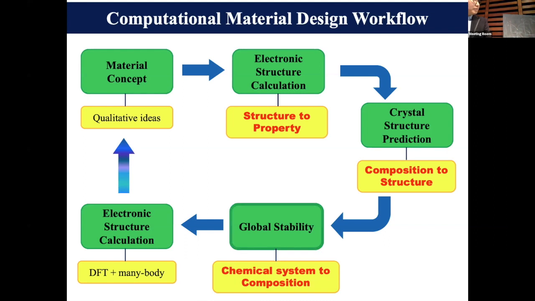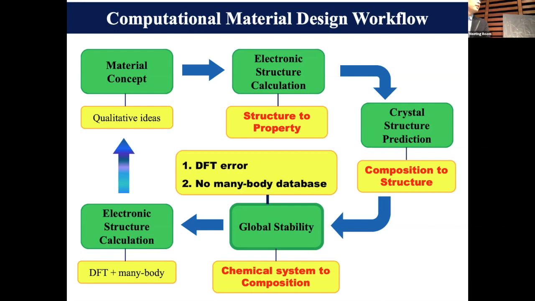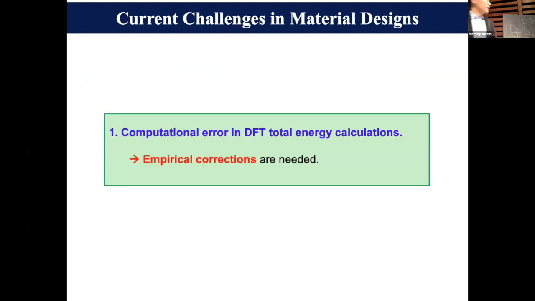So the time is limited. I'd like to focus on the global stability in this talk. There are two main issues in the global stability. The first one is the computational DFT error, and the second one is that no many-body database is available. So we will discuss item by item. The first issue is that there is computational error in the DFT calculation. In order to resolve this issue, we need an empirical correction.